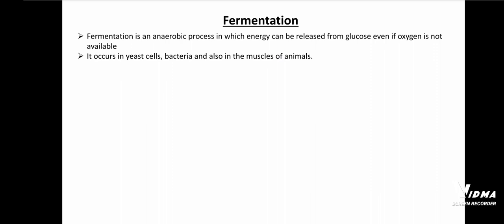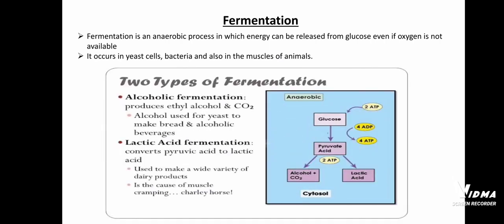Where does it take place? It occurs in yeast cells, in certain bacteria, and also in the muscle cells of animals. So how many types of fermentation are there? There are two types of fermentation. The first one is alcoholic fermentation and the second one is lactic acid fermentation.